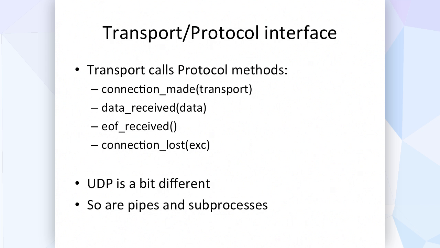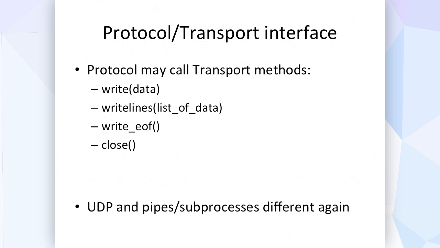Connection lost gets called either with an exception or with None as an argument, depending on whether the connection was closed cleanly and nicely, or you closed it yourself and everything was cleaned up, or you tried to write and suddenly the other side said, forget it. UDP also uses transports and protocols, but the actual APIs are a little different, and the same for pipes and subprocesses.